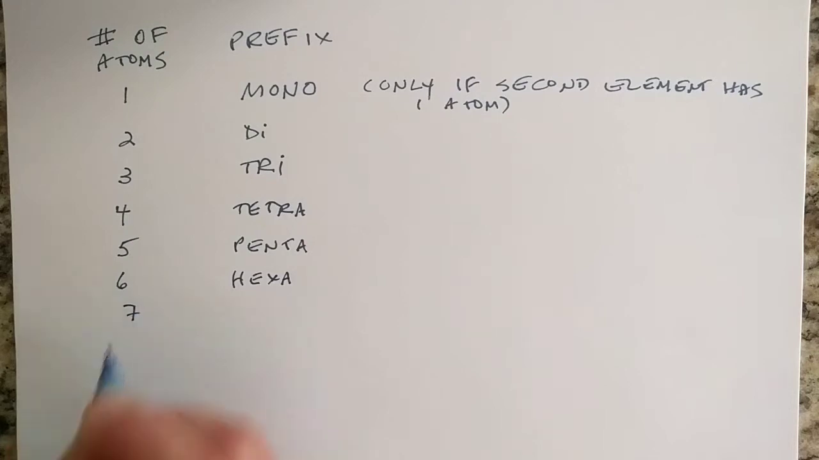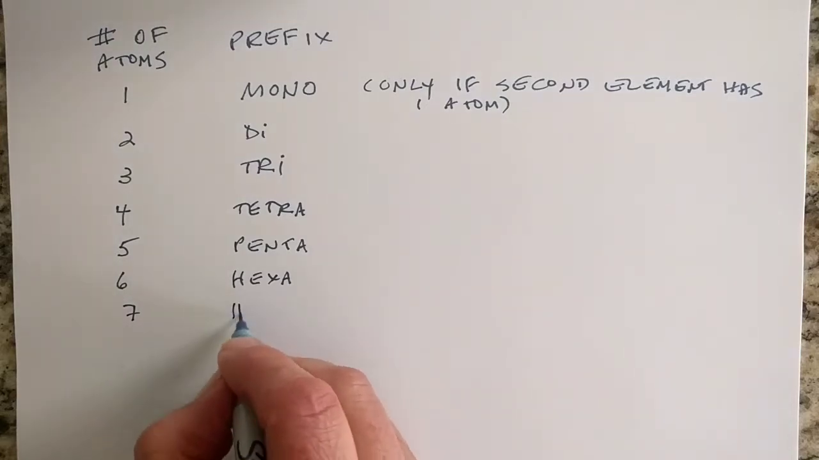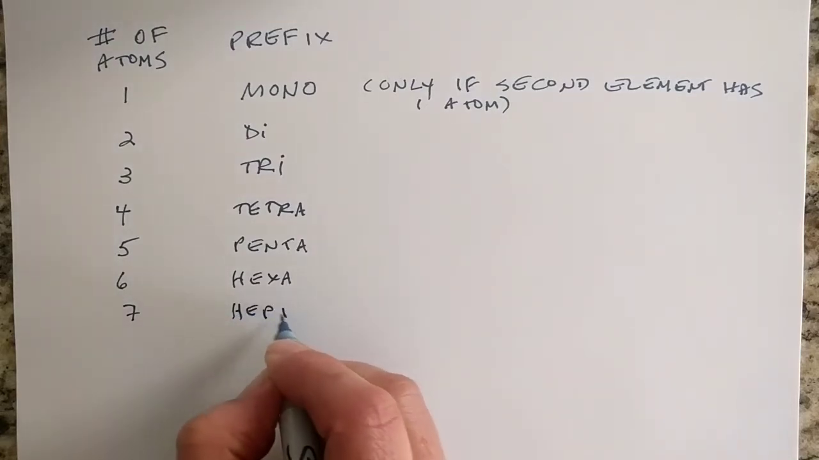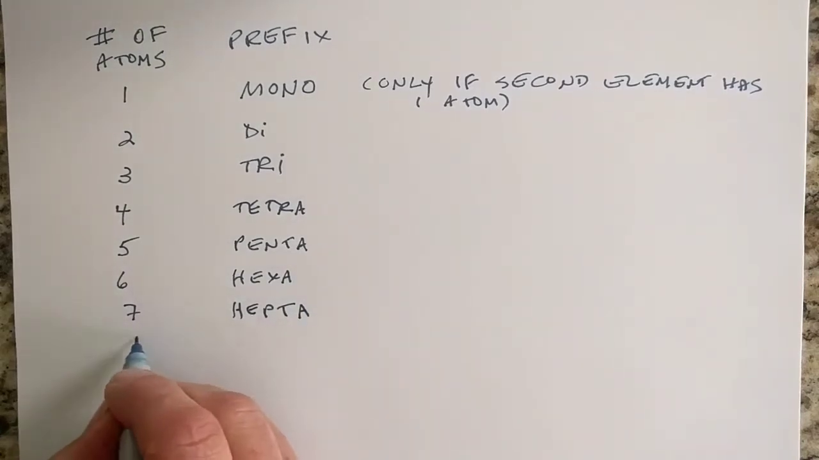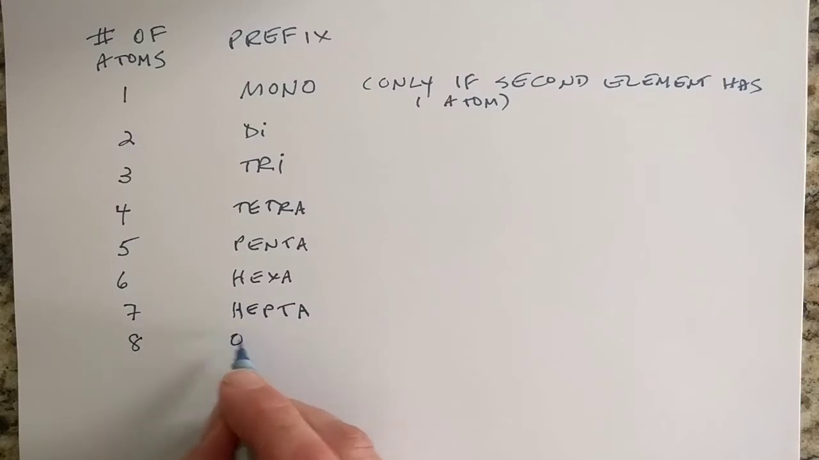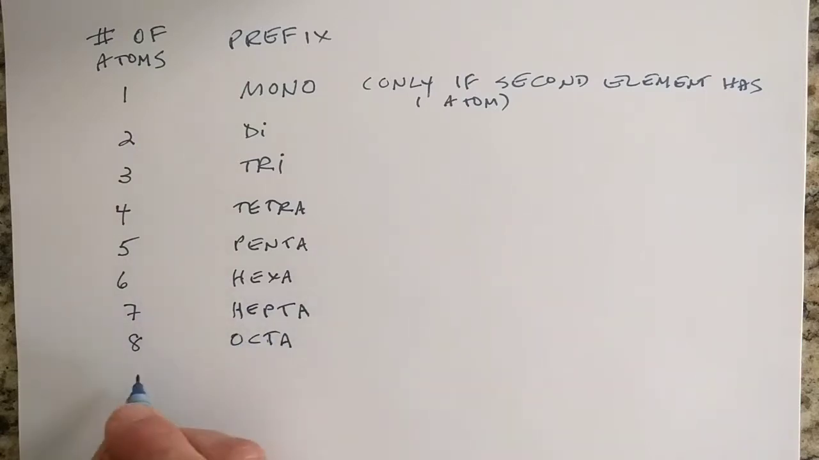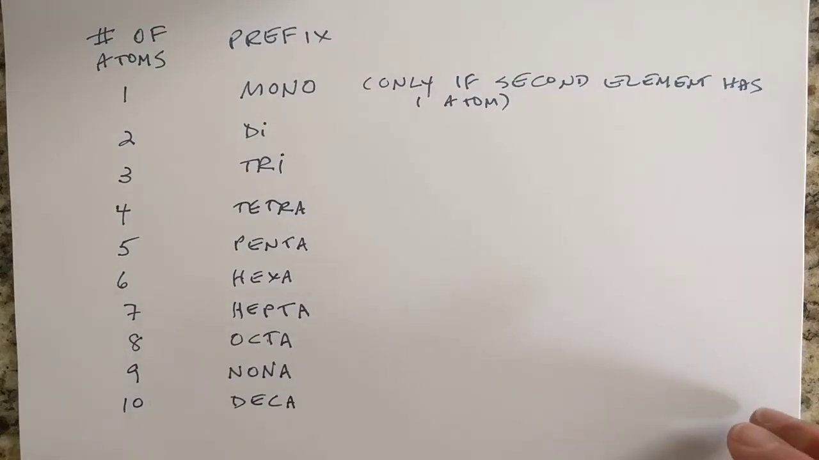If we have a 7-sided figure, now you might have heard of septa, but in chemistry we use hepta, H-E-P-T-A for 7. 8 is octa, like an octagon. 9 is nona. Well, you can have a nonagon. And 10 is deca. 10-sided figure would be a decagon.